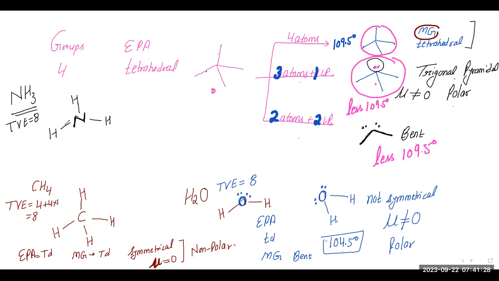Out of 8, how many have you used? A bond means 2 electrons, not 1. This is a bond pair, right? You remember I was using the word pair, bond pair. So how many have I used? 6. You can see nitrogen's octet is not done, so there is a lone pair on nitrogen. Check the formal charges. Now all 8 are used, right?